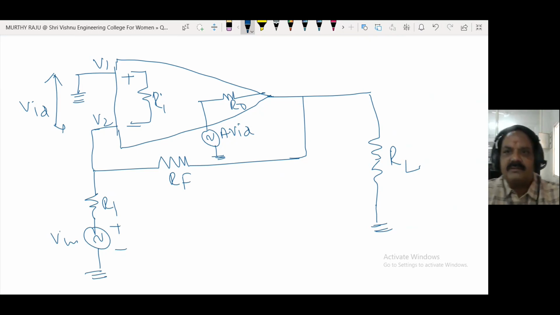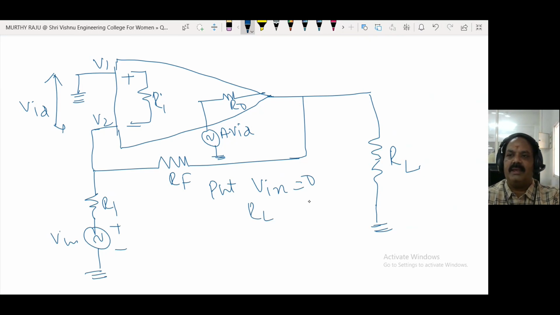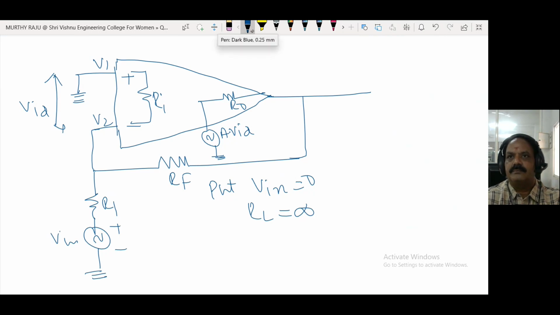In order to calculate the output resistance of the op amp, this is the dependent voltage source. Put Vin equal to 0. Remove RL from the circuit, so RL is equal to infinity. And apply V0 voltage at the output of the operational amplifier in the non-inverting mode. Put Vin equal to 0, short circuit. This one is VF voltage. VF is equal to V2.